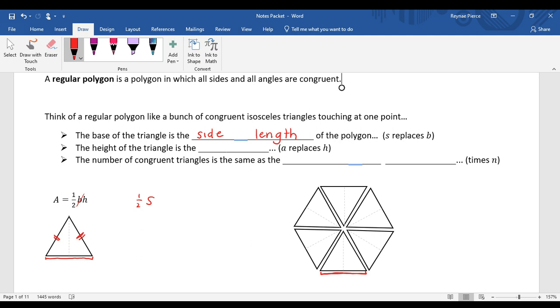The height of a triangle here, we're actually going to have a new vocab word, is going to become the apothem. It's like saying opossum, but with a th instead of the s's. So the lowercase h is replaced by lowercase a.